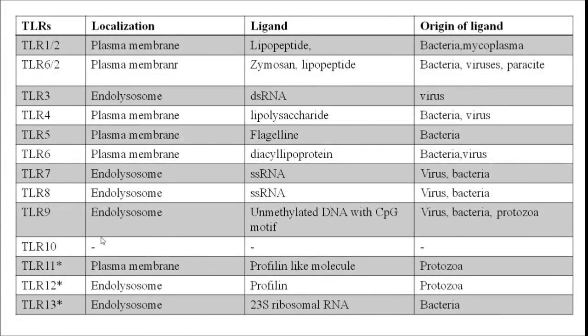Now these are the different types of toll-like receptors, the localization and the ligands which are required for the activation of these different toll-like receptors, and the origin of the ligand or the organism on which these molecular signatures are present.